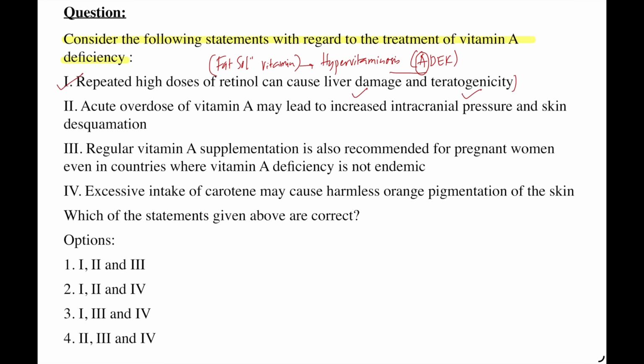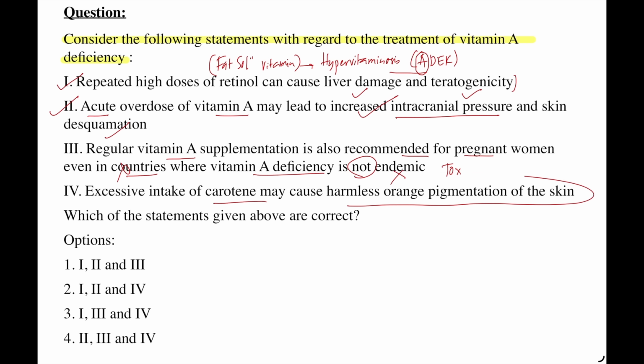I will definitely agree with that. Any acute overdose of vitamin A leads to raised intracranial pressure. Yes, raised ICP is a common manifestation of hypervitaminosis A, and skin discoloration. I'll agree with this. Regular vitamin A supplementation is recommended for pregnant women even in countries where vitamin A deficiency is not endemic. No, no, no, no. It's not recommended at all because it has a toxicity problem. So this is wrong. Excessive intake of carotene may cause harmless orange pigmentation. Yes, this is right. So the correct answer is 1, 2, and 4. So option 2 is the right option here.